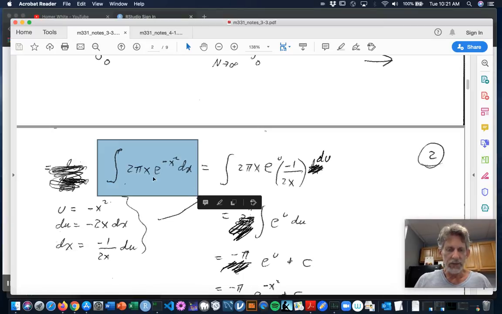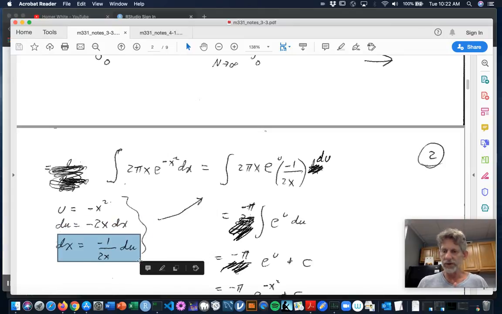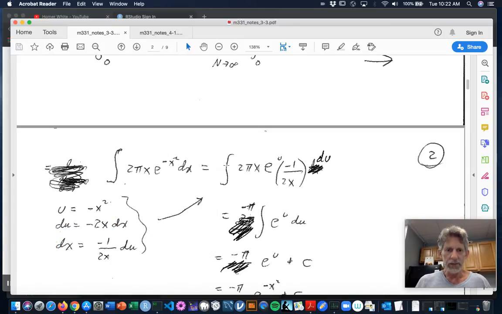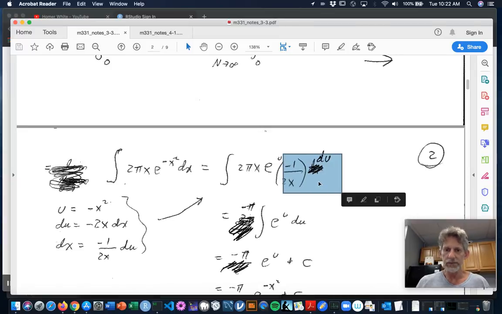So that looks ripe for the method of substitution, because I see two pieces. I see a minus x squared and I see an x, and the one is within a constant multiple of the derivative of the other. So I let u be the other, negative x squared. du is negative 2x dx, and I'm going to solve that for dx. And then I'm going to plug in everything that I can. So I can't do anything about the 2 pi x, but the e to the negative x squared becomes e to the u. And here is the dx.